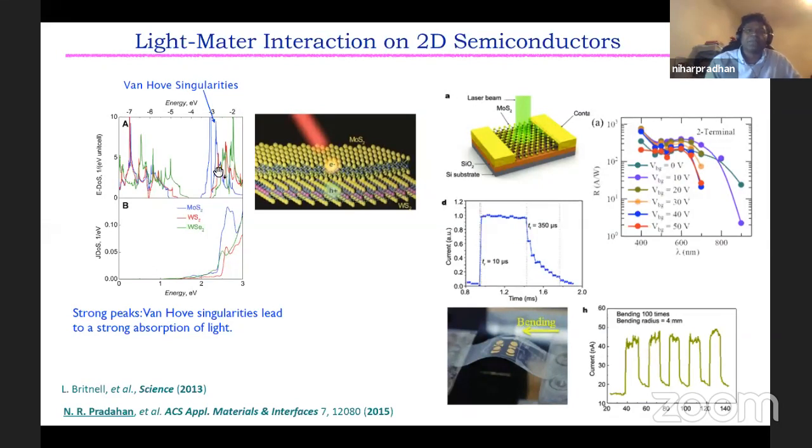And this large spike feature, which we call the Van Hove singularities, comes from the electronic density of states, which comes from the d orbital of the transition metal and the p orbital of the chalcogen atoms. Due to the wave function characteristics of these transition metal dichalcogenides, this spike-like feature in the Van Hove singularities is responsible for the strong light-matter interaction properties.